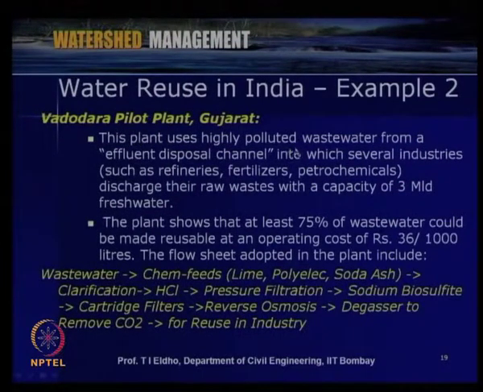This plant uses highly polluted wastewater from an effluent disposal channel into which several industries such as refineries, fertilizers, and petrochemicals discharge their raw waste, with a capacity of 3 million liters per day of fresh water. So this plant is collecting the wastewater taken from a nala or a waste disposal channel, and directly giving appropriate treatments, and the capacity is about 3 million liters per day.